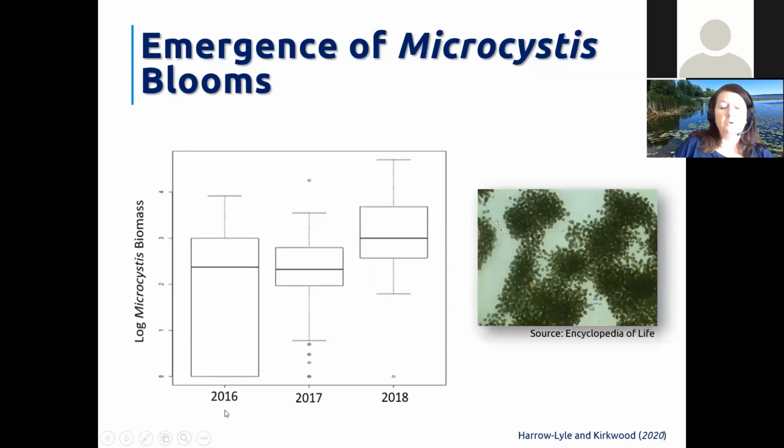And then also, coincidentally, Microcystis started to bloom in the lake. So in 2016, biomass and abundance was very variable over this year. But, and it's kind of surprising because this is a dry year too. You don't usually expect to see Microcystis blooms in a dry year. And then over time, it also started to increase.